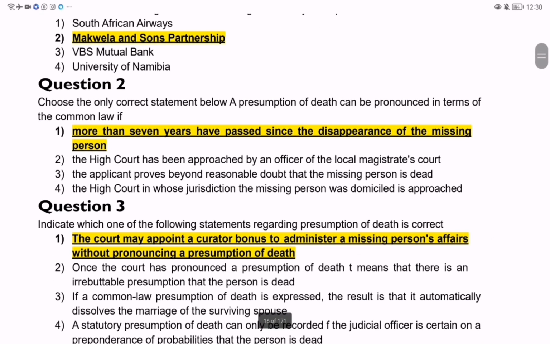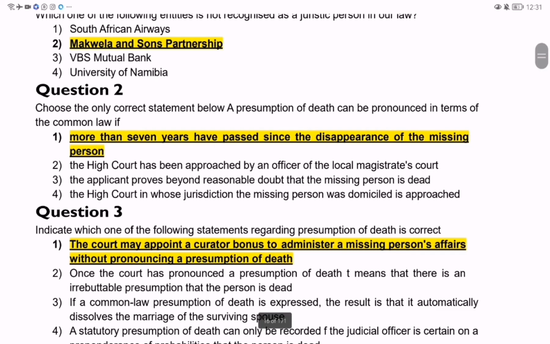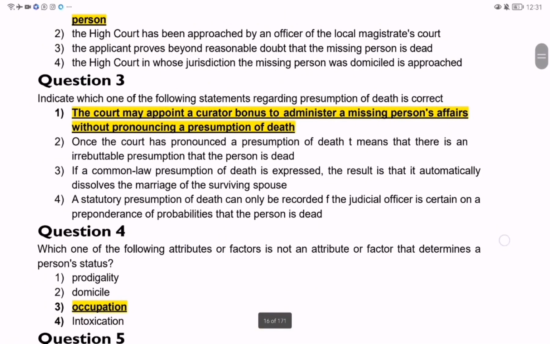Choose the only correct statement below. A presumption of death cannot be pronounced in terms of the common law if more than 7 years has passed. A presumption of death can be pronounced in terms of the common law if more than 7 years has passed since the disappearance of a missing person. Go find out. Go prove this. Okay?